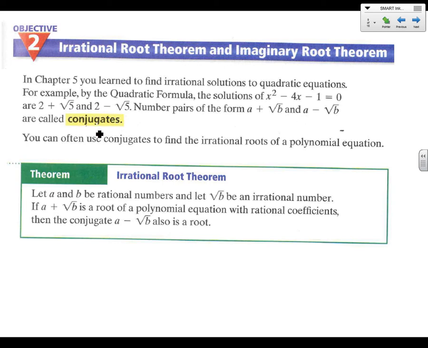All right, and we'll know this in a little bit, but they come in pairs. Plus and minus is the only thing that changes. Notice the 2 and the root 5 will match. All right, those are the pairs. So here's the irrational root theorem. Let a and b be rational numbers and root b be the irrational number. So if a plus root b is a root, then a minus root b is also a root. Has to come in pairs.